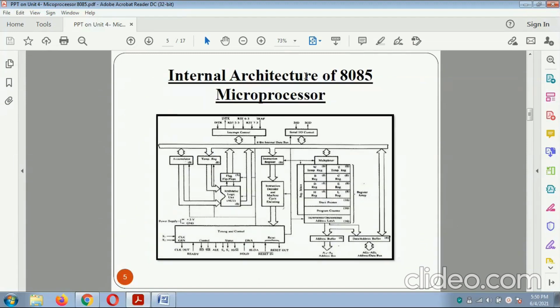So this is the internal architecture of the 8085 microprocessor. This is the main system, that is the interrupt control, and this is the serial input output. So these are attached with respect to the bus system, and the accumulator and temporary register can be attached with respect to the ALU. The flags can be reflected, and the instruction register can be attached to the decoder, and these can be attached to the multiplexer register, and all the data can be stored with respect to the address bus and data bus.